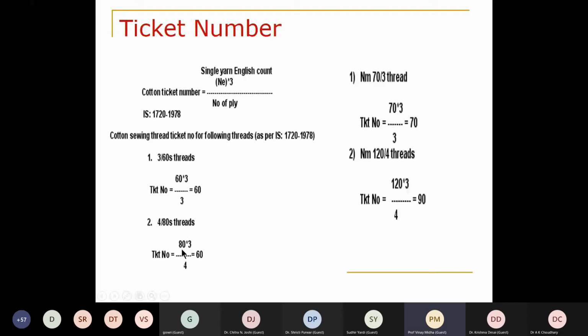So ticket number basically is not exactly giving you what is the fineness of this particular thread. So sometimes the companies are also using the tex. Tex value is also being used, which is a direct measure of the fineness of the threads.